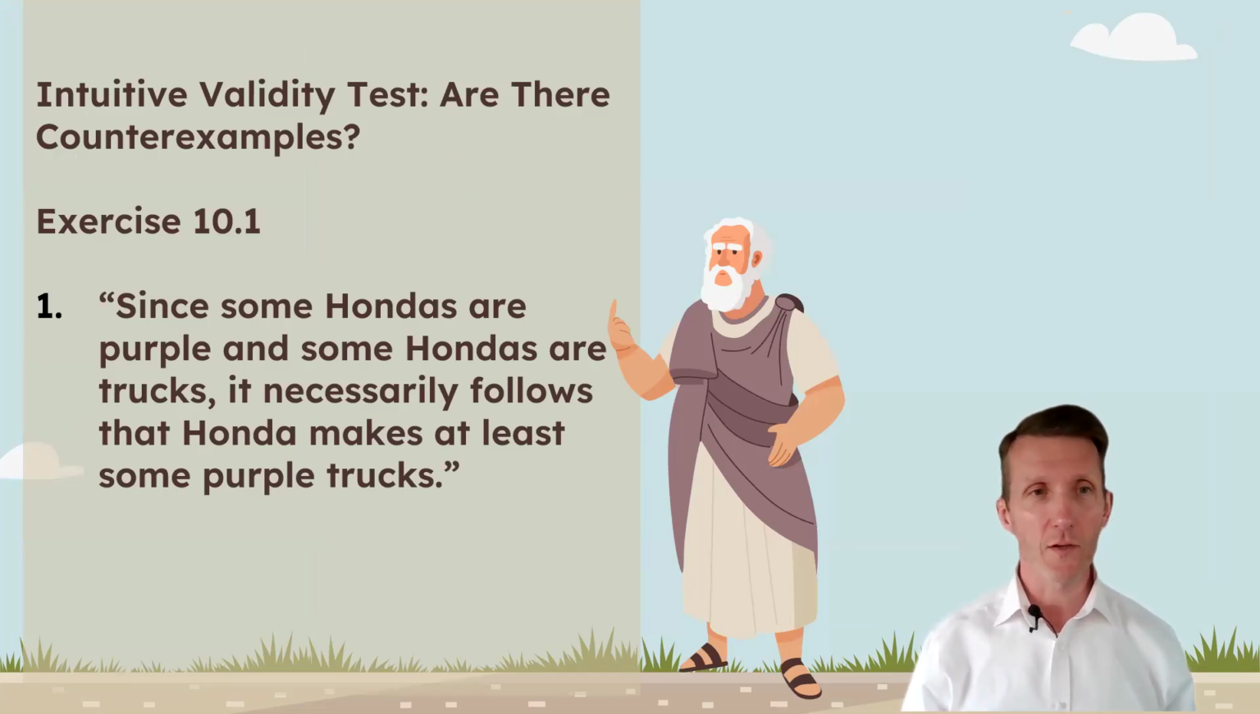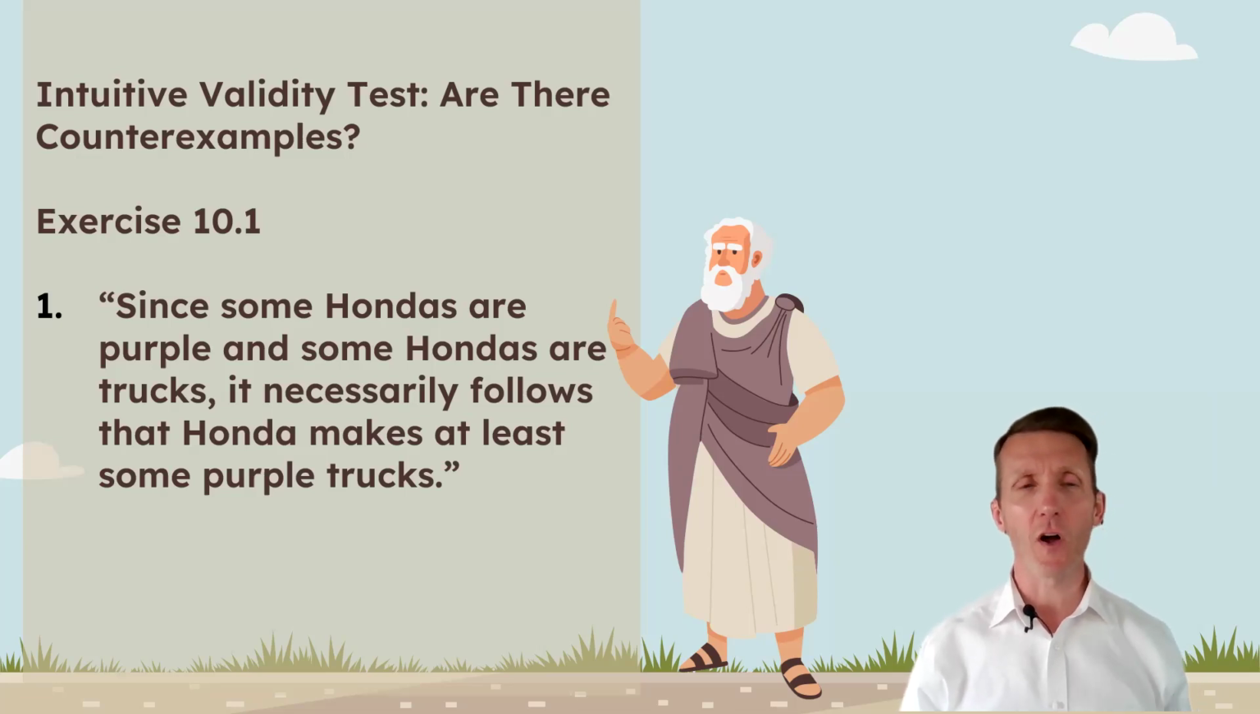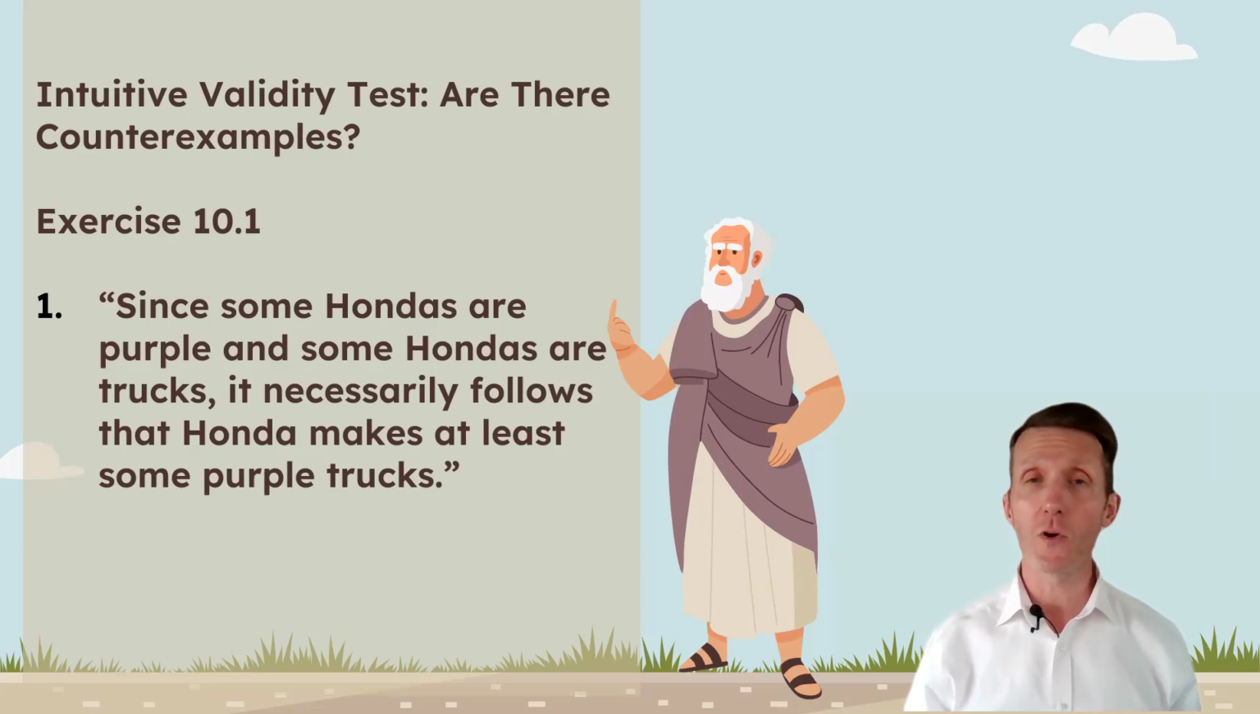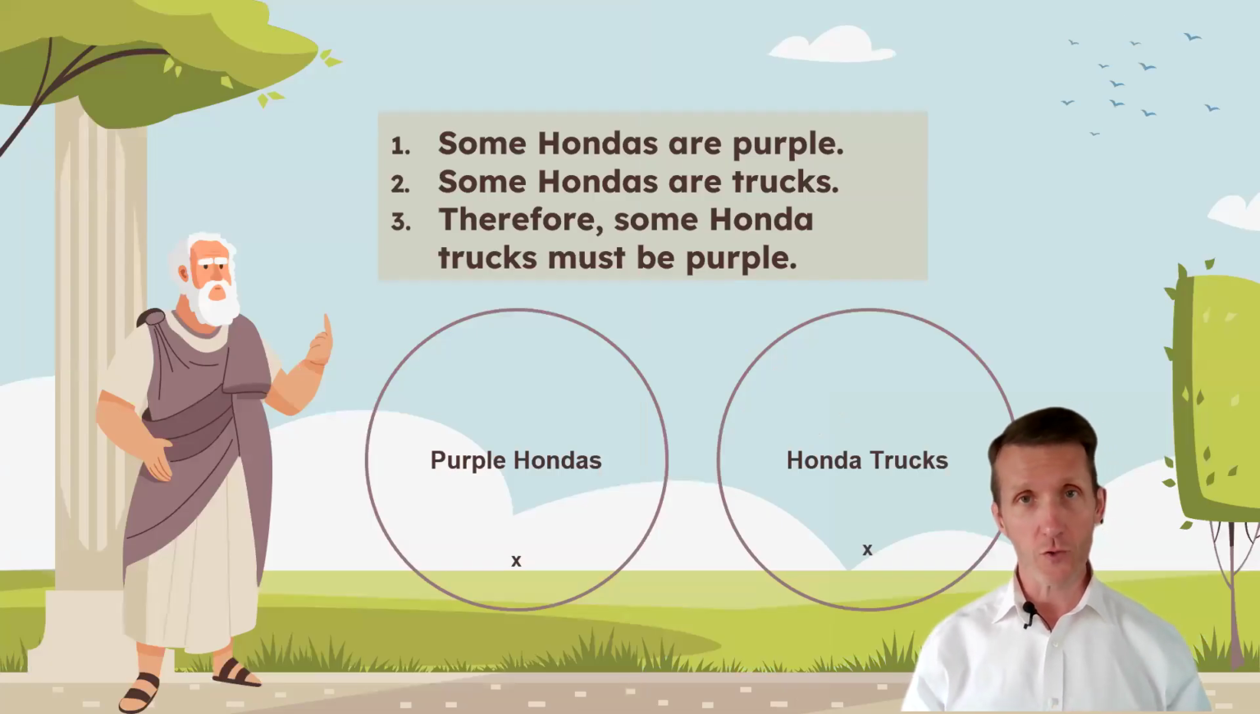So here's the way that number one is written. Since some Hondas are purple and some Hondas are trucks, it necessarily follows that Honda makes at least some purple trucks. What do you think? If those premises were true, would they force the conclusion to be true? Or can you consider a counterexample? One way to think of a counterexample is just to simply visualize the premises.